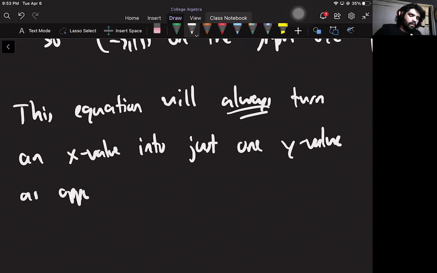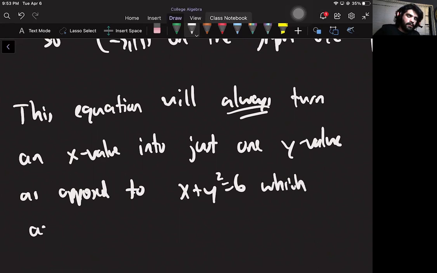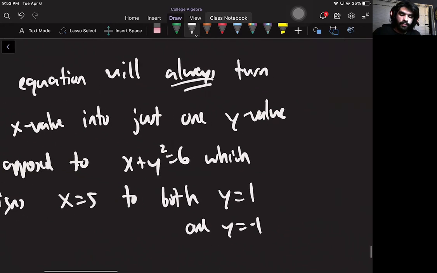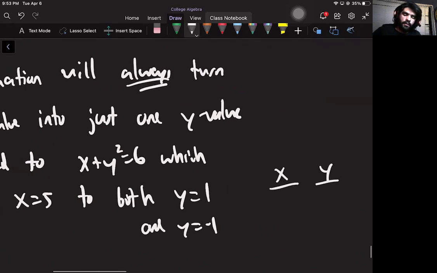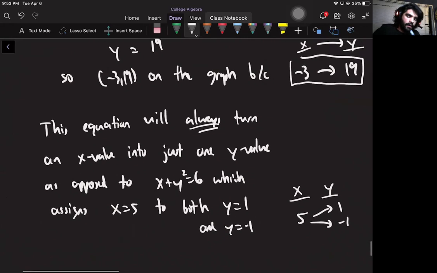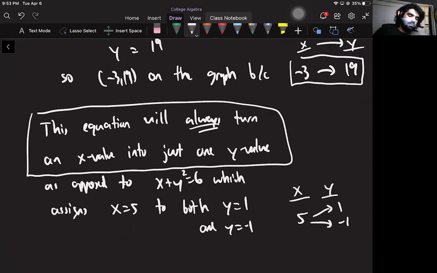So as opposed to x plus y squared equals 6, which assigns x equals 5 to 2 things, to both y equals 1 and y equals -1 at the same time. So in our little chart, it looks a bit weird because 5 has got 2 arrows coming out of it if I draw the same sort of thing. And what we are interested in is the case like this example, where the equation will always turn an x value into just one y value. Those are the things we like.